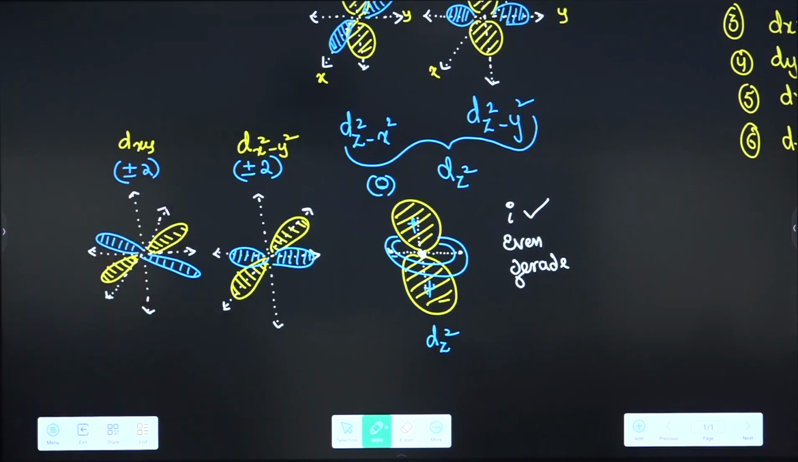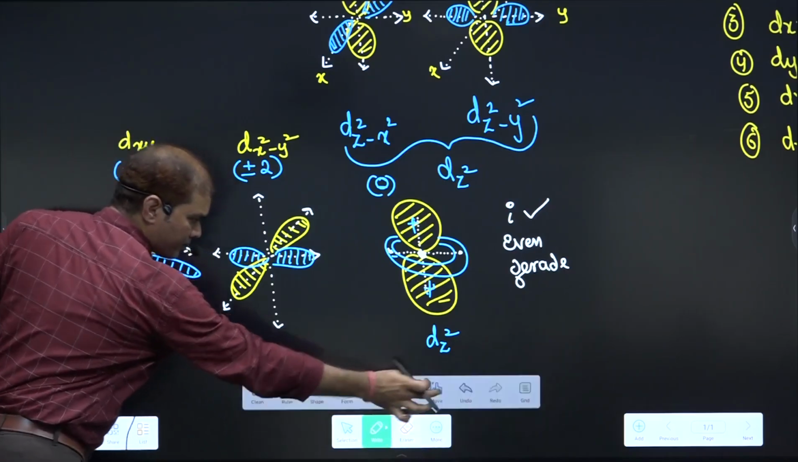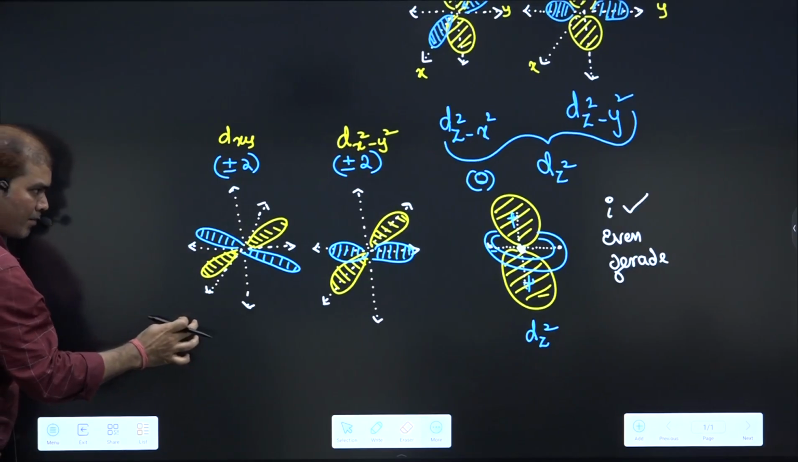Plus or minus 2. If plus 2 is given for x square minus y square, for xy you give minus 2. If you give minus 2 for this, you give plus 2 for this. Later we have xz and yz.